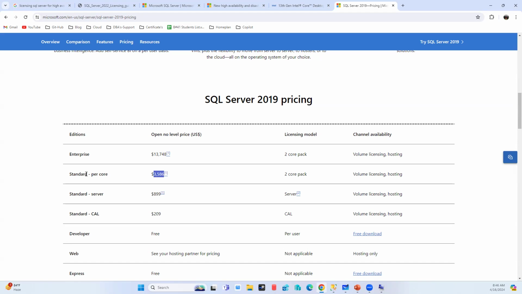Any questions on core based licensing? Here it is. You can see Standard per core, and the licensing model is a 2 core pack. So for two cores, this much Microsoft is charging. But here it is mentioned Standard per core. Is it the cost of 1 core? No, it's a 2 core pack, because minimum we are going for 2 cores.